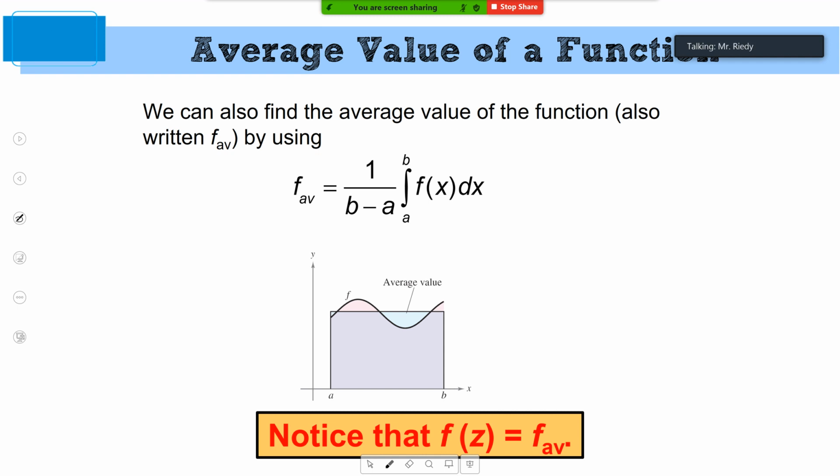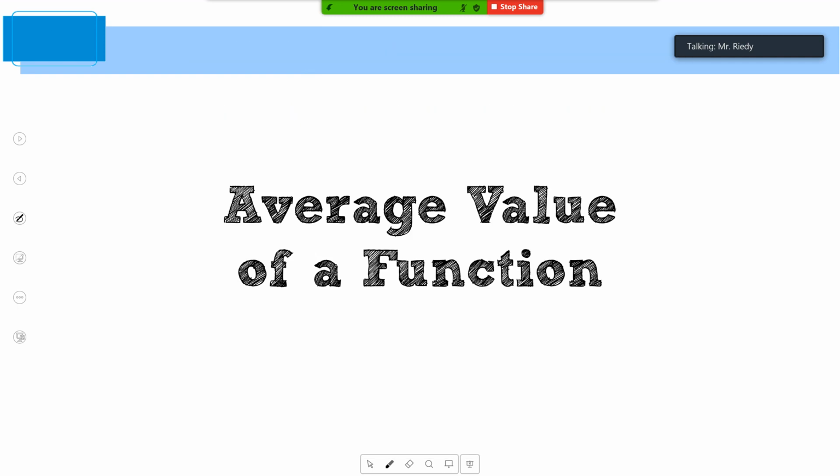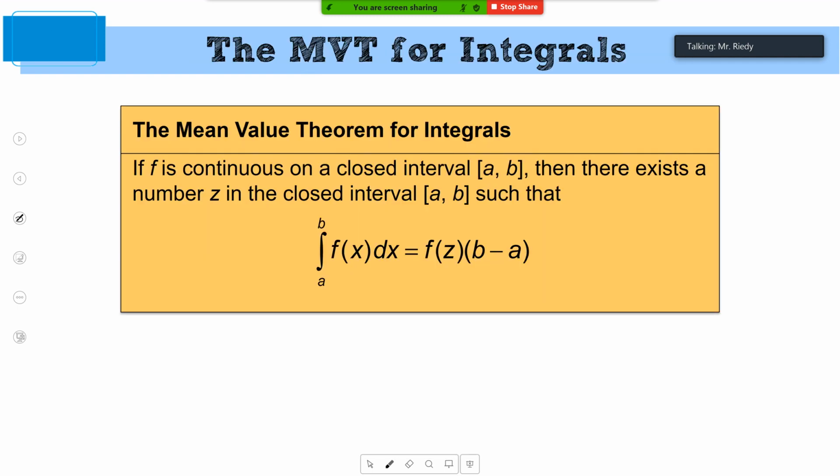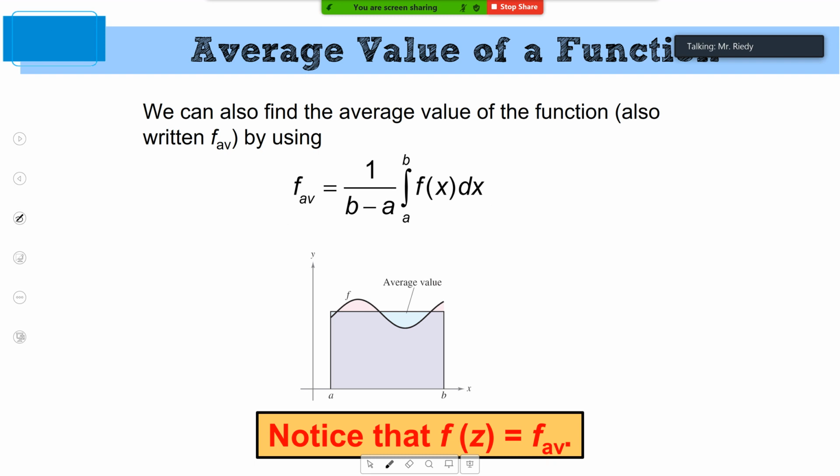And you'll also notice that this equation that I have up at the top is just this, where I divided both sides by b minus a. So whether you like this form or this form is entirely up to you. All right, so not a lot of information on here other than the fact that you need to recognize that f of z is the same thing as f average. This will make a little bit more sense when you follow me through my example.